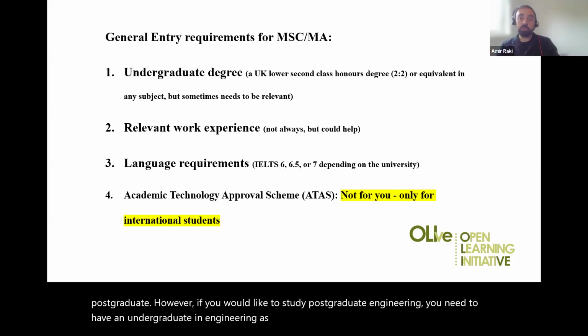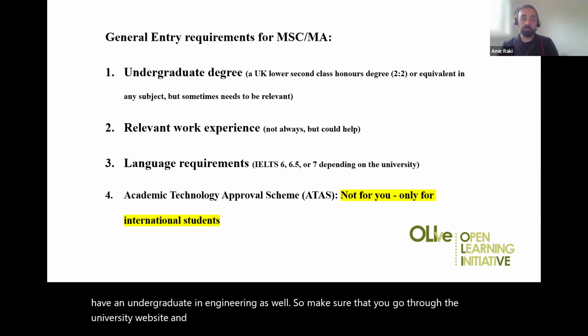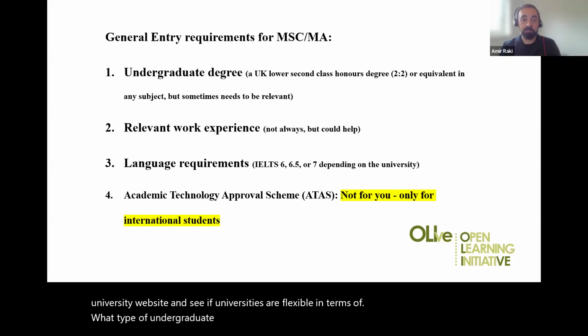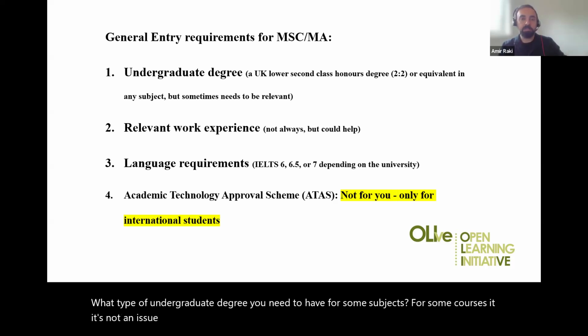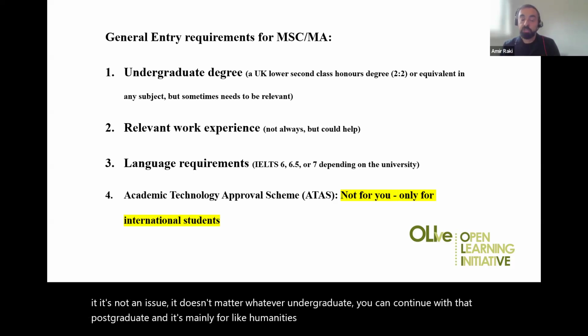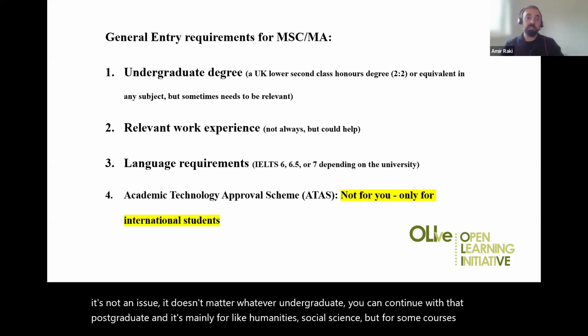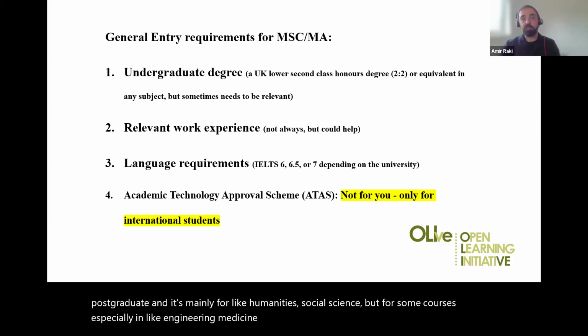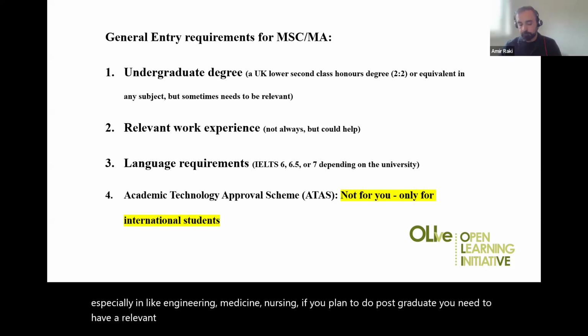So make sure that you go through the university website and see if universities are flexible in terms of what type of undergraduate degree you need to have. For some subjects, for some courses, it's not an issue. It doesn't matter. Whatever undergraduate, you can continue with that postgraduate. And it's mainly for humanities, social science. But for some courses, especially in engineering, medicine, nursing, if you plan to do postgraduate, you need to have a relevant undergraduate degree as well.